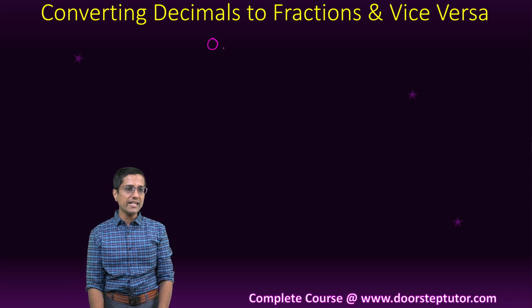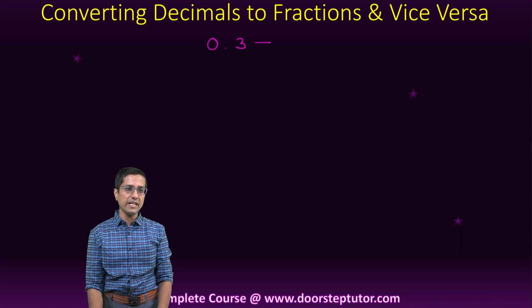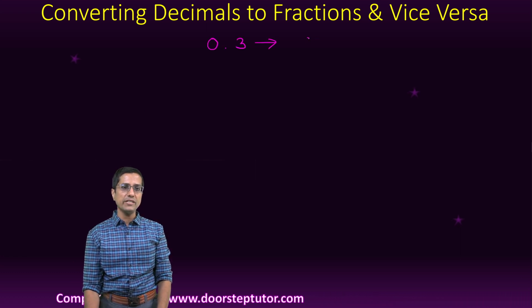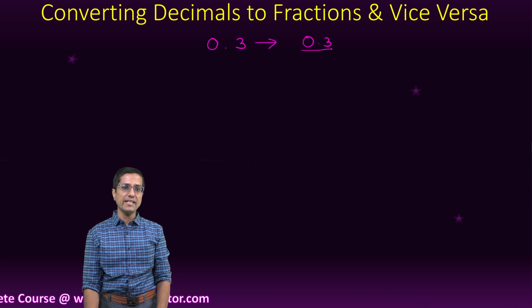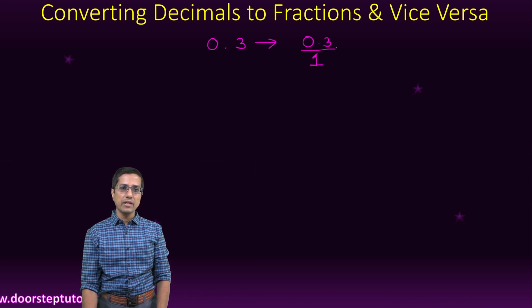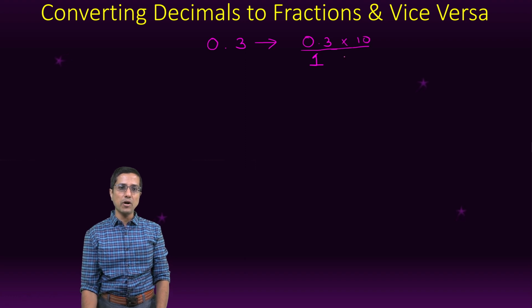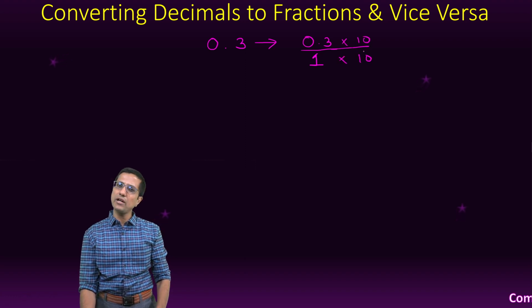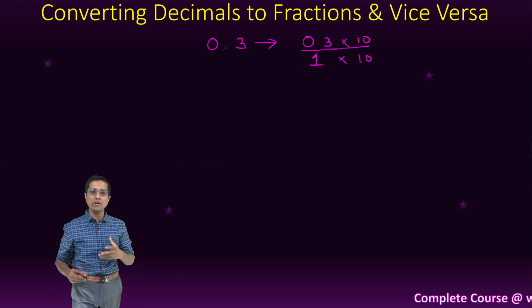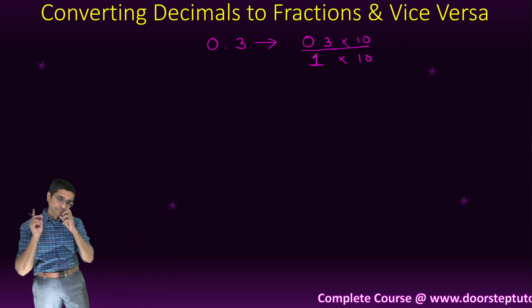So let's say that I have a decimal number 0.3. How do we convert it to a fraction? This decimal number 0.3 is actually 0.3 by 1. At the top we multiply by 10, and at the bottom also we multiply by 10. I can always multiply the numerator and denominator of a fraction by the same number without changing the value.